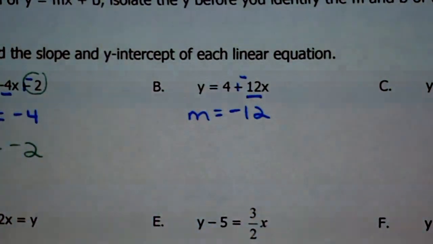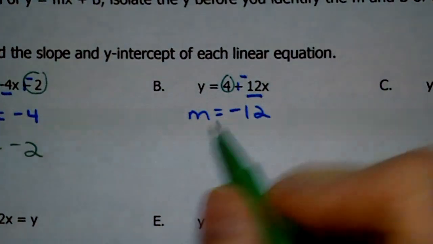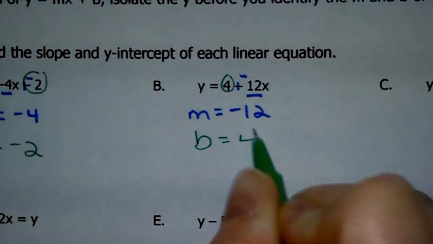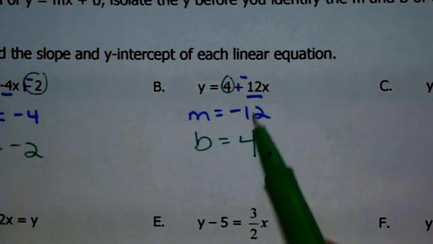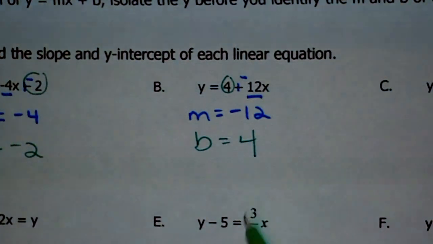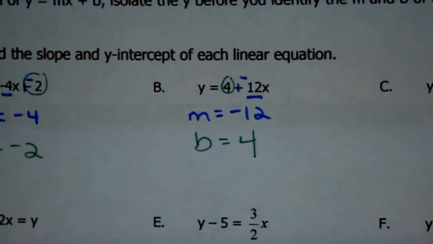And here we go. This 4 is all by itself, so that means it's b for by itself. So this graph would cross the y-axis at 4, and also has a negative slope. You'd have to go down 12 and right 1 to get from one point to the next.